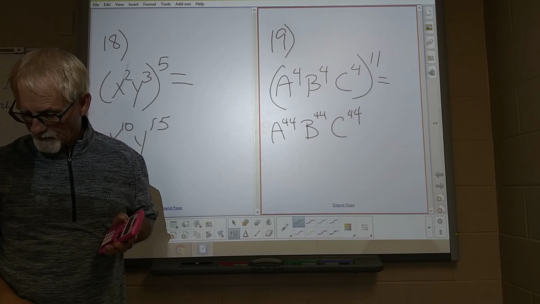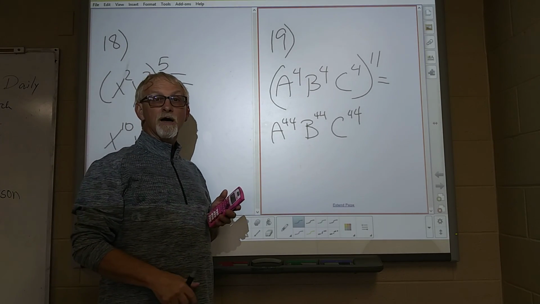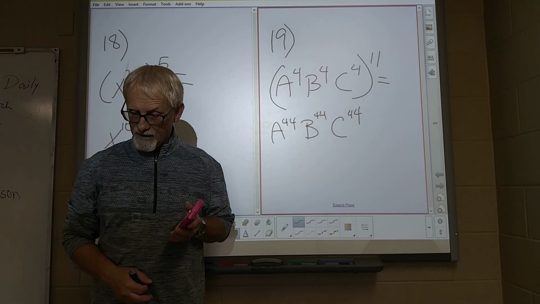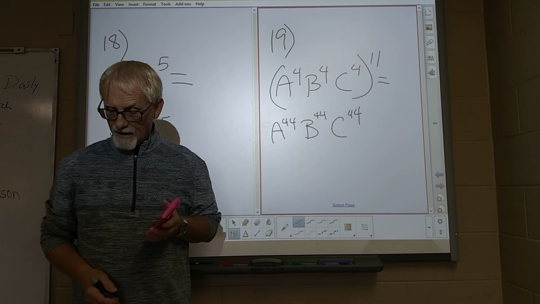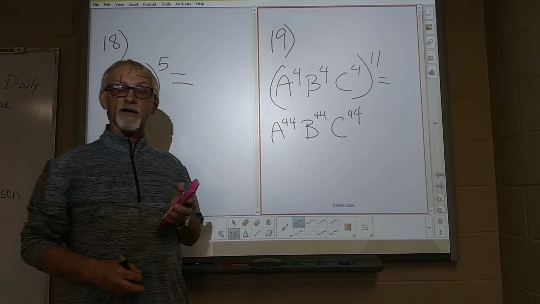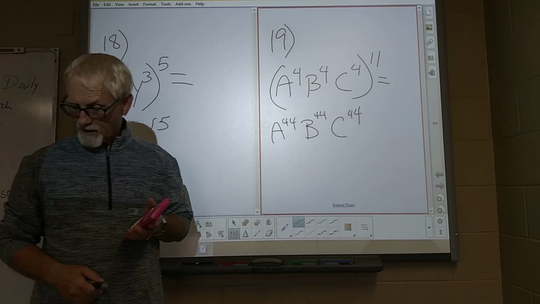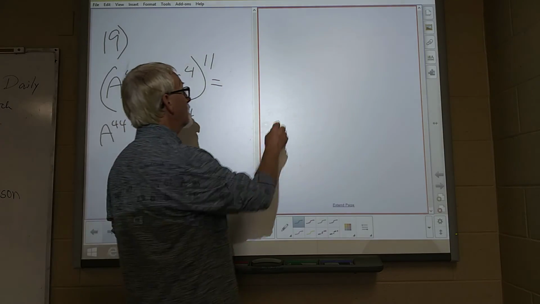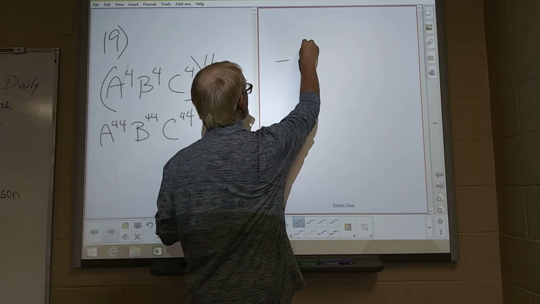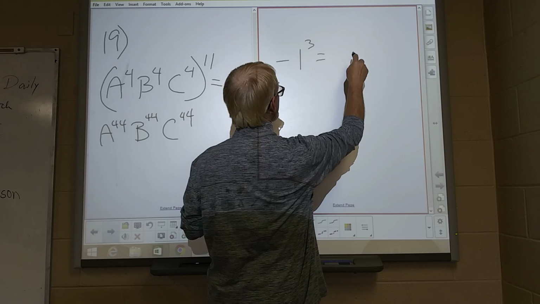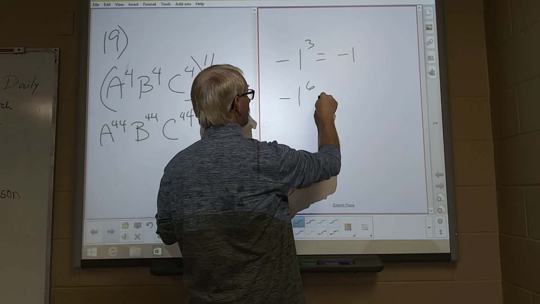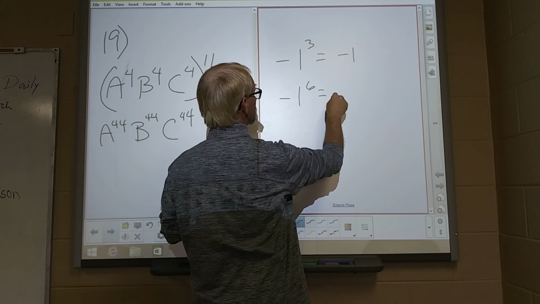And the last thing we've got to review is the powers of -1. Even powers of -1 are equal to 1. And odd powers of -1 are equal to -1. So if we have -1 to the 3rd power, that's going to be -1. And if we have -1 to the 6th power, this is even, so it's equal to 1.